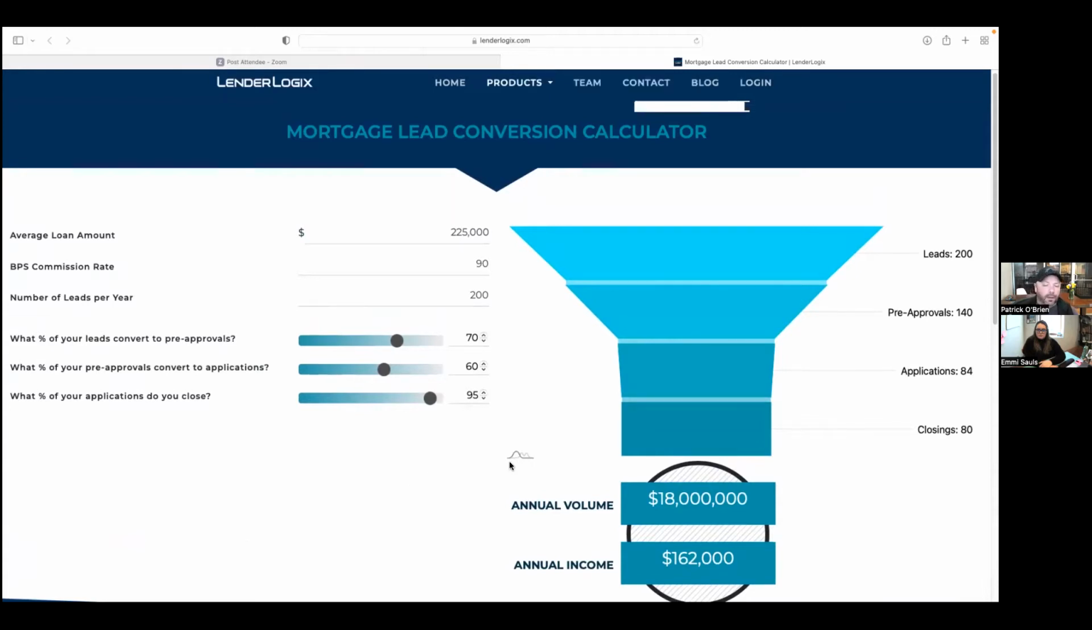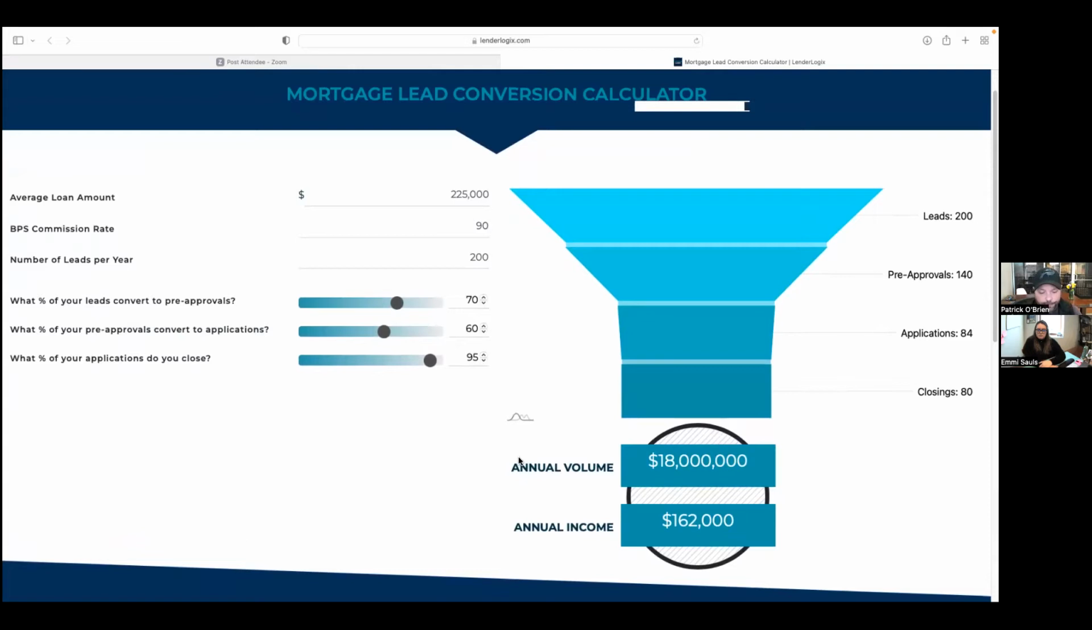Once you have this dialed in and you know what your numbers are, you can really dive in. If I'm making $162,000 in this scenario on 200 leads, each lead to me is worth $810. So if I'm a loan officer and I understand that every lead I get is worth $800, I'm going to treat it like somebody's handing me $800. Would you only call a borrower back once if somebody was giving you $800? Probably not. You'd call them more times. I'd call somebody a lot of times for $800.